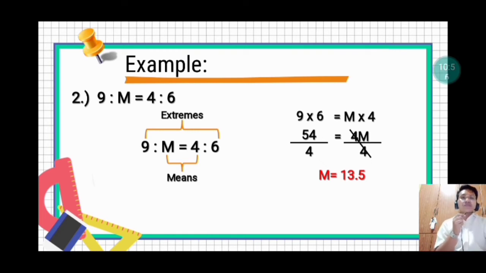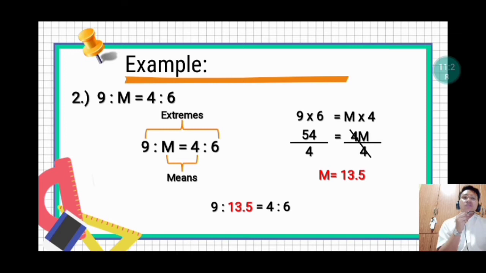Okay? So now, copy the original given, which are the ratios of 9 is to M and 4 is to 6. And distribute it to the missing term, the M. So M is equal to 13.5. So it would look something like this: 9 is to 13.5 is equal to 4 is to 6.